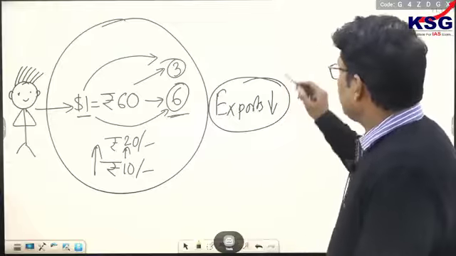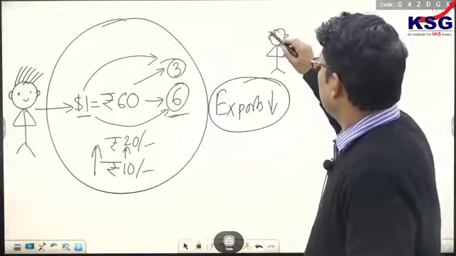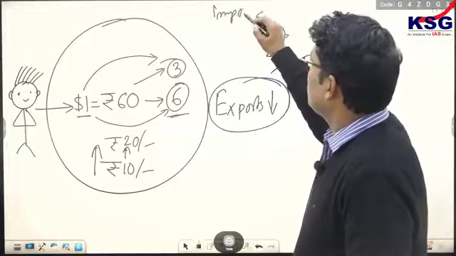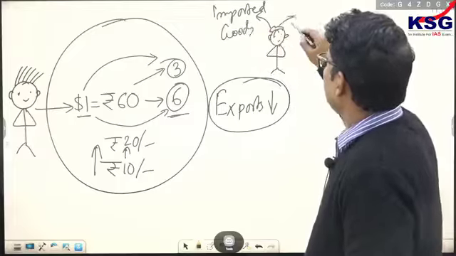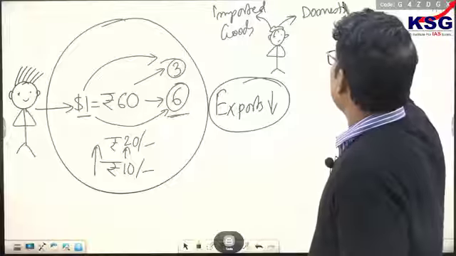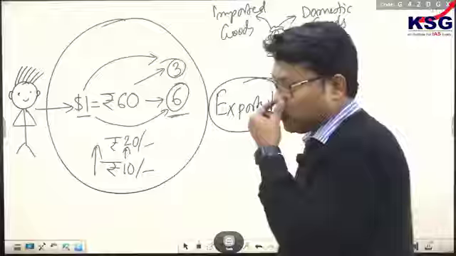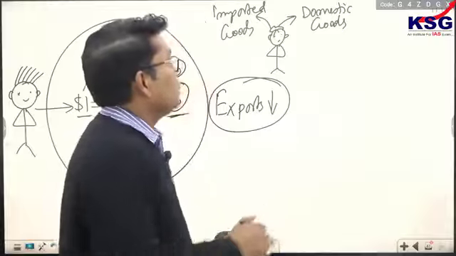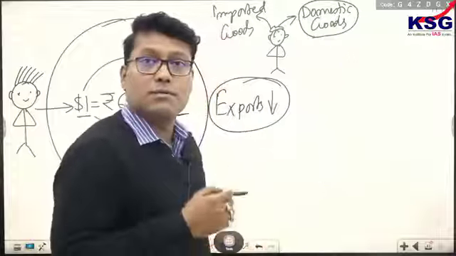Now, second, you understand that we have an option to demand imported goods, and otherwise we can demand domestic goods. Clear? So if there is inflation going on, if there is higher inflation, then domestic goods for us become more expensive.